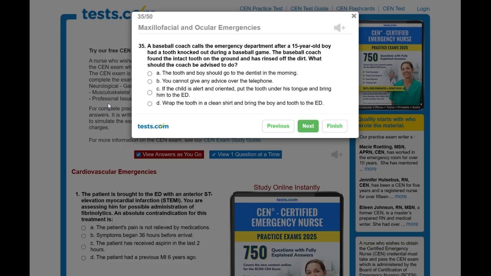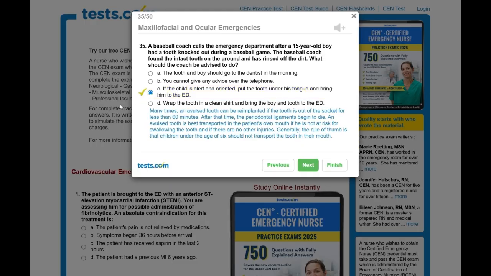Question 35. A baseball coach calls the emergency department after a 15-year-old boy had a tooth knocked out during a baseball game. The baseball coach found the intact tooth on the ground and has rinsed off the dirt. What should the coach be advised to do? A. The tooth and boy should go to the dentist in the morning. B. You cannot give any advice over the telephone. C. If the child is alert and oriented, put the tooth under his tongue and bring him to the ED. D. Wrap the tooth in a clean shirt and bring the boy and tooth to the ED.